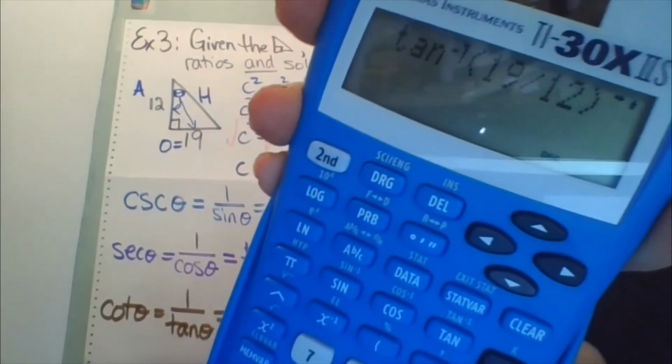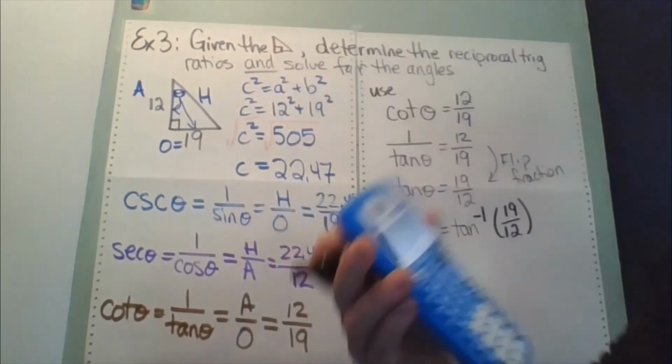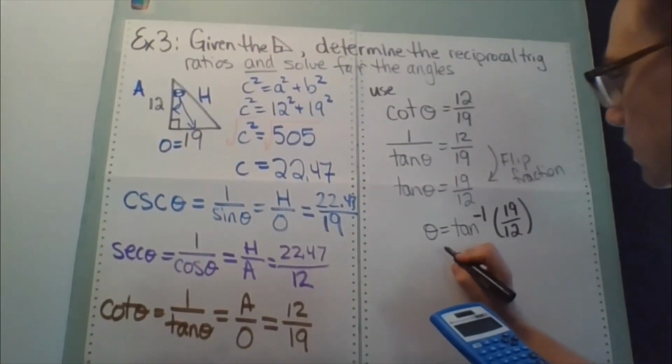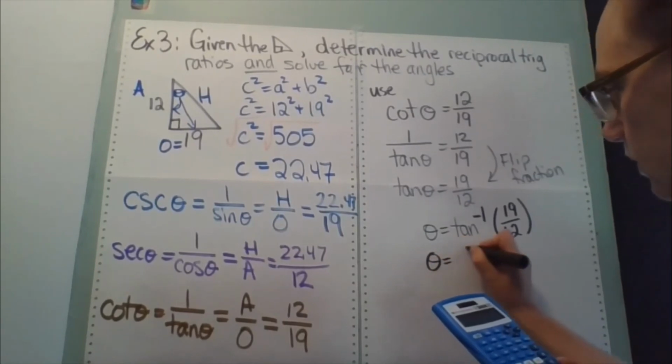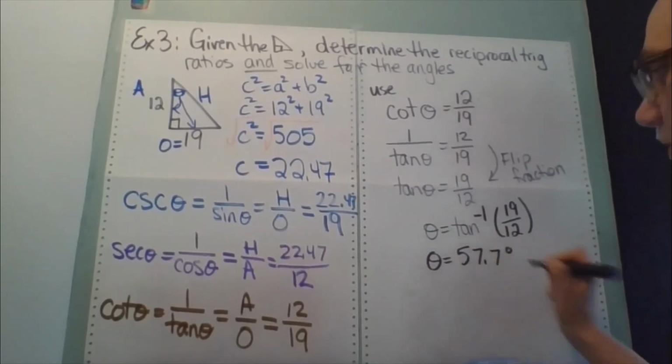I do it all in one step. Make sure you use your brackets. Tan inverse, equals, so that angle would be equal to 57.7 degrees.